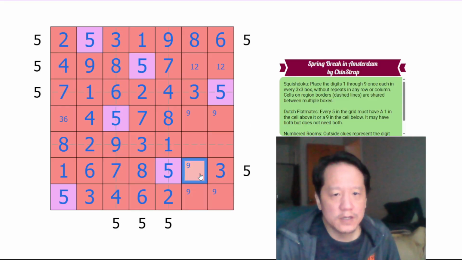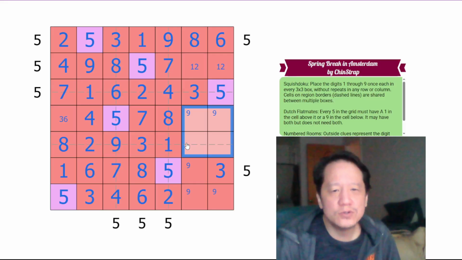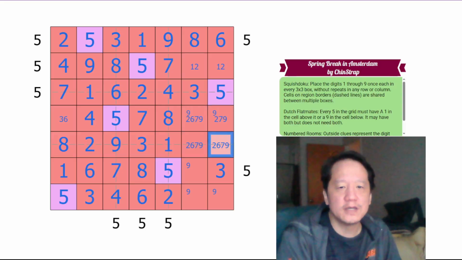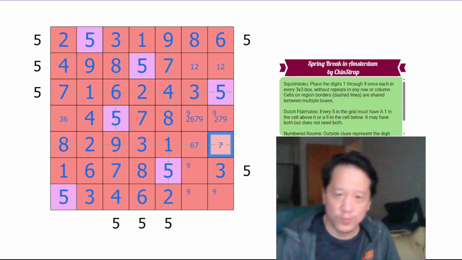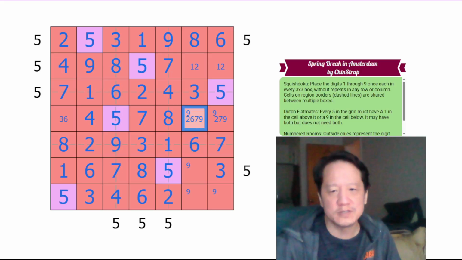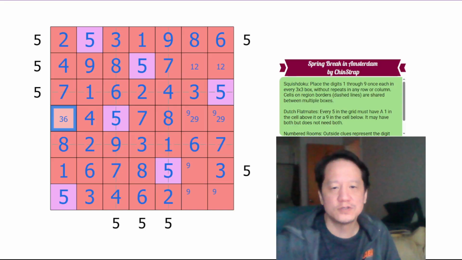Okay, in this right central box, the remaining digits are what? 2, 9, 6, 7. Okay. And this can't be 6 because of 6 in the column. This can't be 2 or 9. So this forces this to be 7, which means this can't be 7. That's 6. This can't be 6 or 7. This can't be 7. This 6 eliminates 6 here. So this is 3.